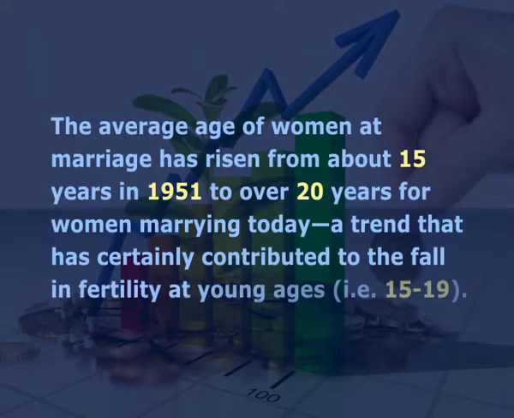The average age of women at marriage has risen from about 15 years in 1951 to over 20 years for women marrying today, a trend that has certainly contributed to the fall in fertility at young ages, that is 15 to 19. That said, the main proximate cause of the decline in fertility, of course, has been a major rise in the use of contraception, especially female sterilization. The proportion of married women aged 15 to 49 who are currently using modern methods of contraception is put at about 49% by NFHS 3, and about 3/4 of these women are protected by sterilization.